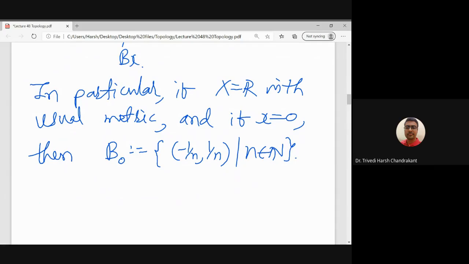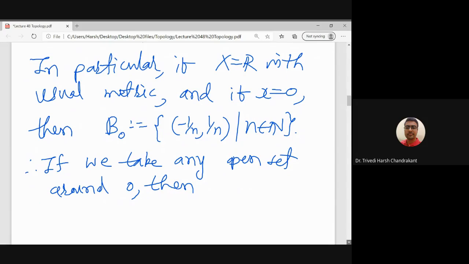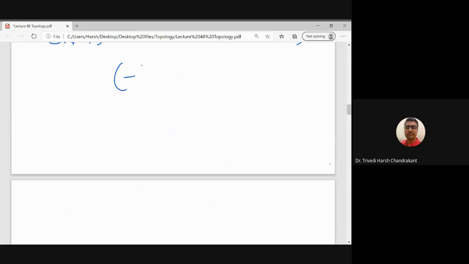Now the same proof will give us that if we take any open set, let us say U around 0, then U always contains at least one natural number n such that the interval minus 1 by n to 1 by n will be contained in U.